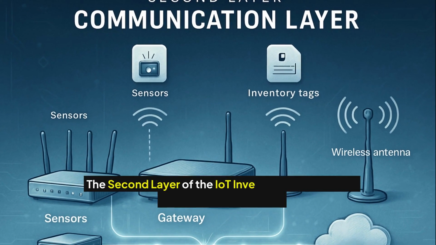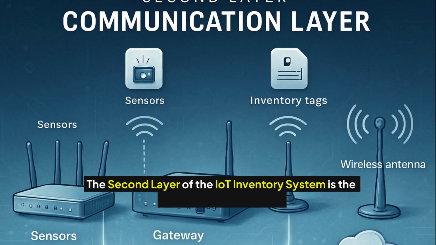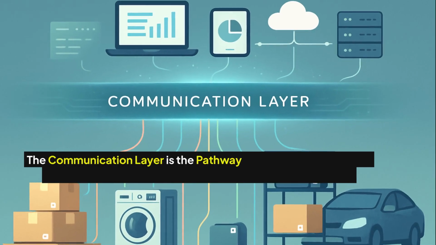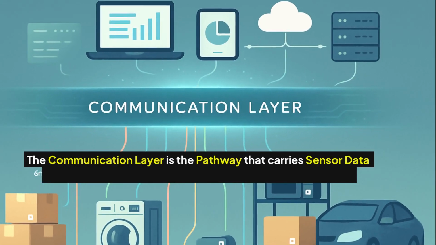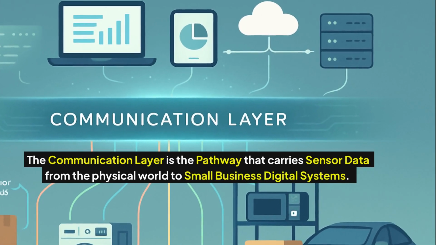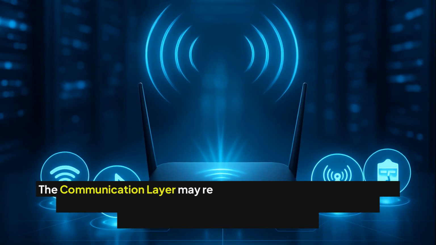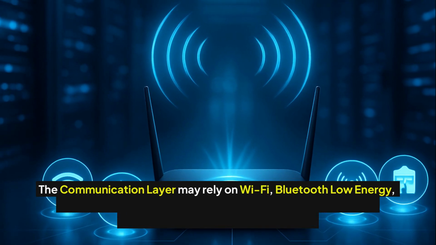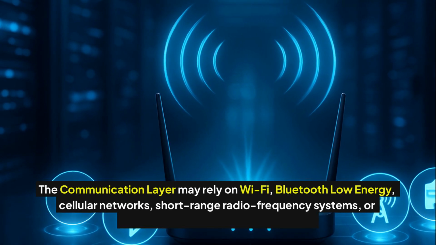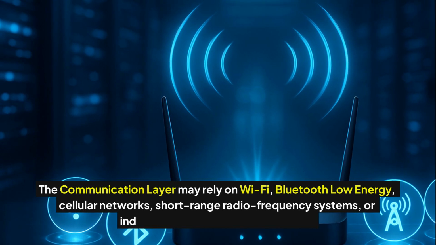The second layer of the IoT inventory system is the communication layer. The communication layer is the pathway that carries sensor data from the physical world to small business digital systems. The communication layer may rely on Wi-Fi, Bluetooth Low Energy, cellular networks, short-range radio frequency systems, or industrial communication protocols.